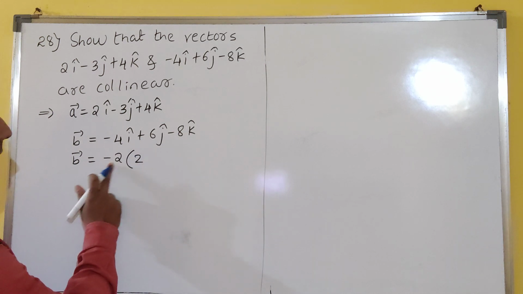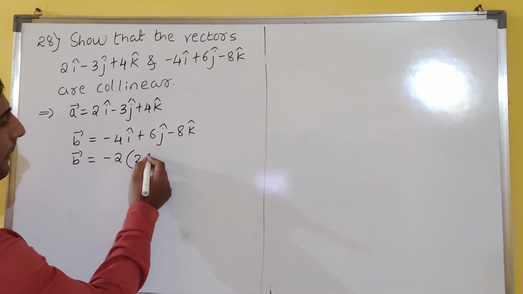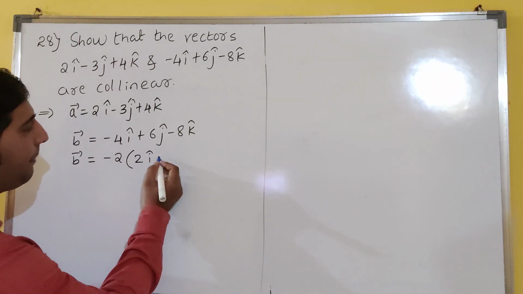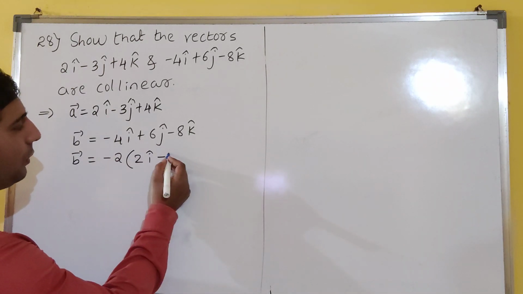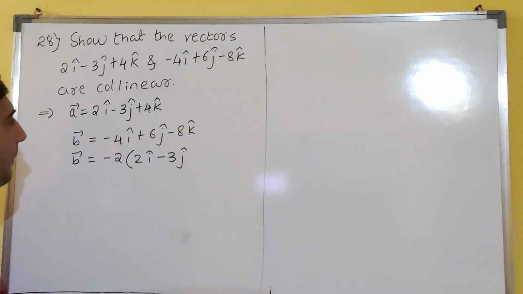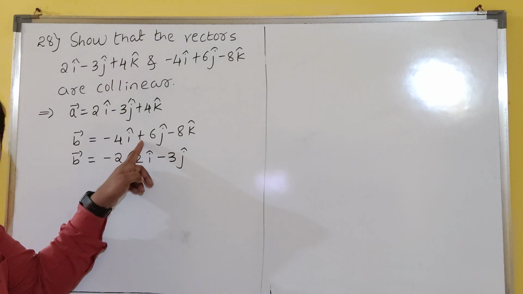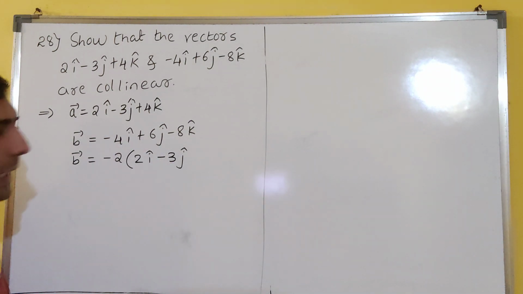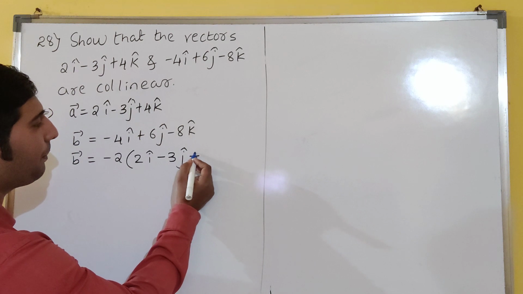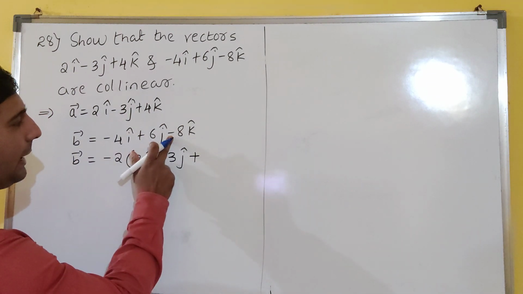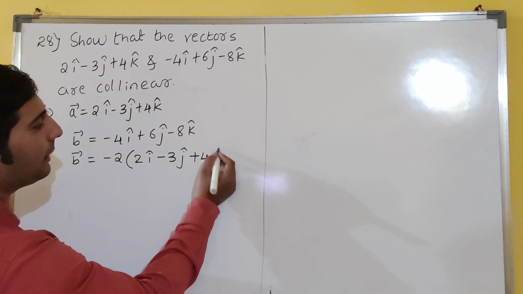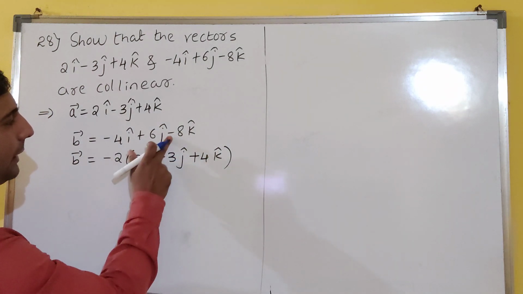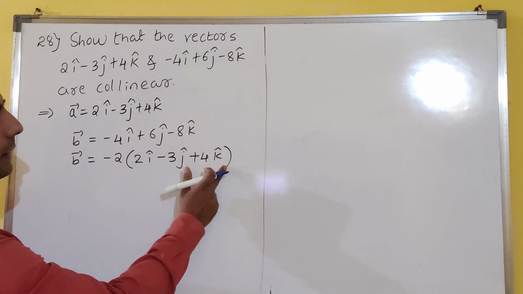Minus 2 if I take out, what will remain with? See here, minus 2 2s are minus 4 or not? Minus 2 into 2 is minus 4 i cap. Now see, minus 2 into 3: minus into minus plus, 2 3s are 6, j cap is there. Clear? So I can write here plus, minus into plus is minus, 2 4s are how much? 8 or not? Minus into plus is minus, 2 4s are 8 k cap.